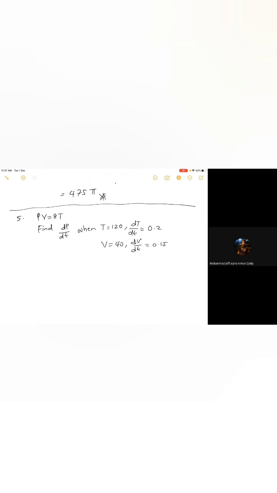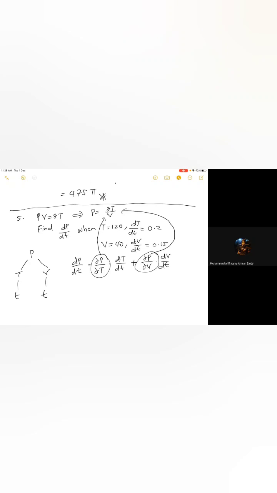Okay, so again, dalam P, so dia kena cari dalam bentuk P lah. So P equals to kT over V. So dalam P ada T, ada V. Dalam T ada t, dalam V ada t. So dP/dt is actually del P del T times dT/dt plus del P del V times dV/dt. So again, this one and this one, okay, you boleh ambil daripada function. Yang ini dan yang ini diberi. Given. Okay, the rest you might try.